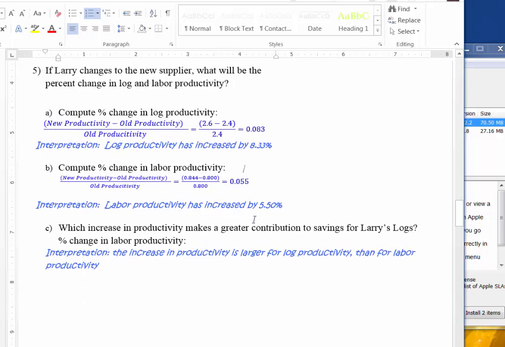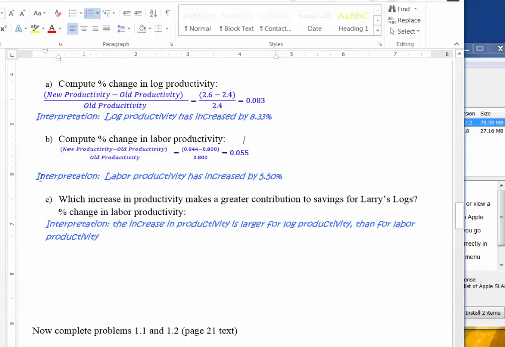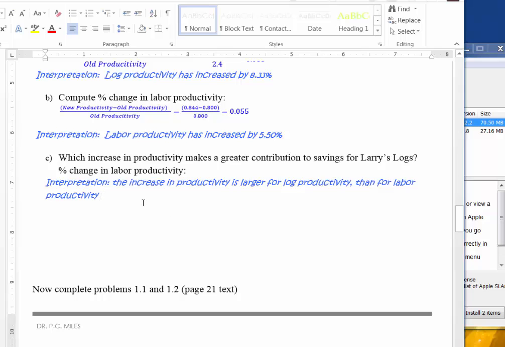And then again, the interpretation is really important. We interpret this as log productivity has increased by 8.33%, and labor productivity has increased by 5.5%. The interpretation for which is better is that the increase in productivity is larger for log productivity than for labor productivity. So this is the basic idea with single factor productivity. Now we're going to move on to multi-factor productivity.